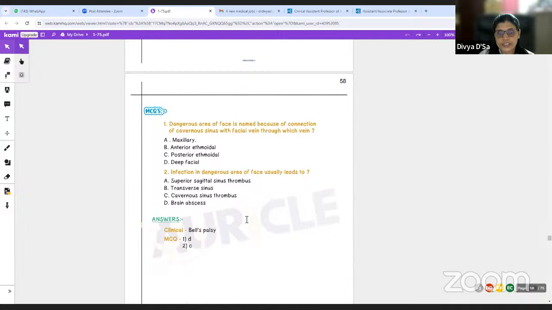Which is the dangerous area of the face? The dangerous area of the face is named so because of the connection of the cavernous sinus with the facial vein. Through which vein does it go? With the facial vein it is through the deep facial vein. Infection in the dangerous area of the face will lead to cavernous sinus thrombosis.